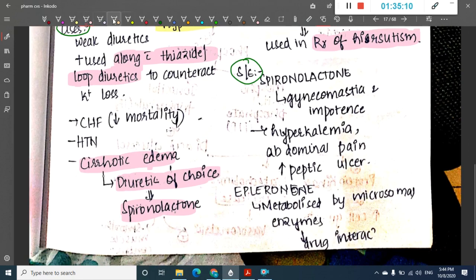Now let us learn about the side effects. Spironolactone, because of its action on testosterone receptors, causes impotence and gynecomastia. It also causes hyperkalemia, abdominal pain, and increased peptic ulcers. Then eplerenone also has many drug interactions because of its action on metabolic enzymes.